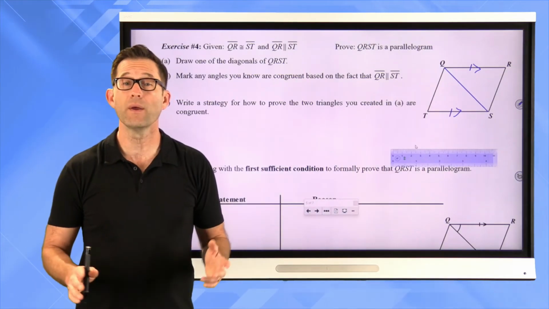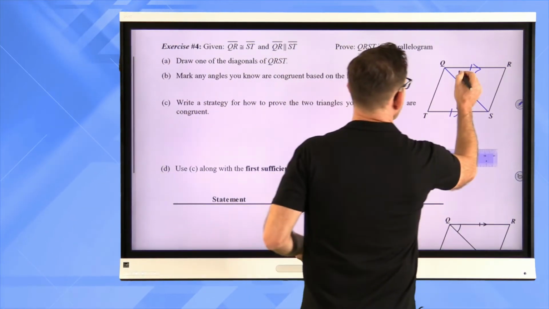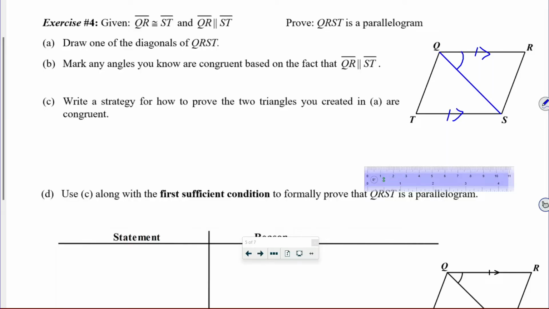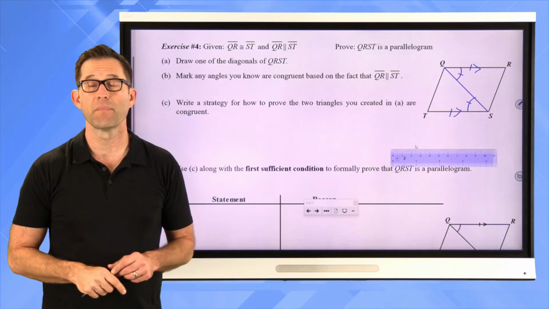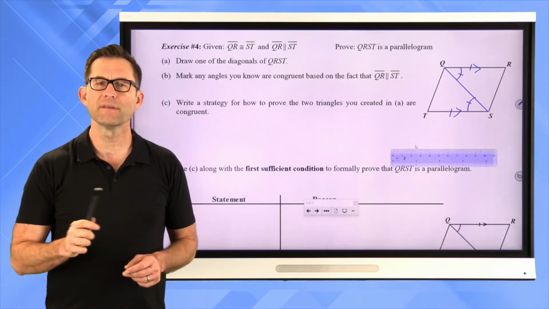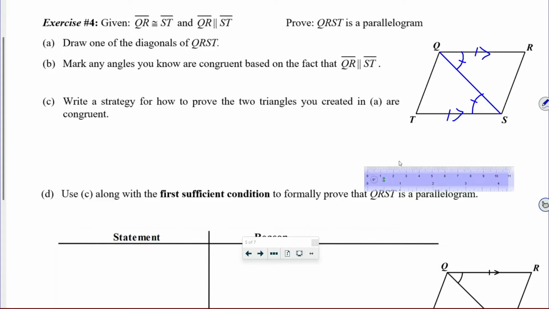Well, there's actually only one pair of angles, right? It's angle RQS and angle TSQ. Those two angles must be congruent based on the fact that those two segments are parallel to each other. Now let's take a look at letter C. Write a strategy for how to prove the two triangles you created in A are congruent.